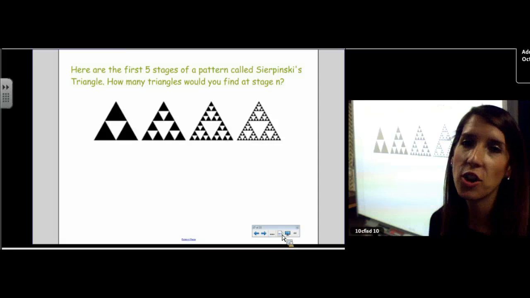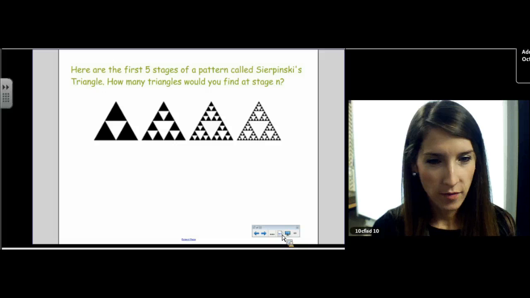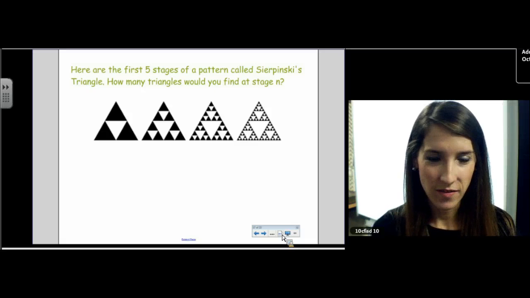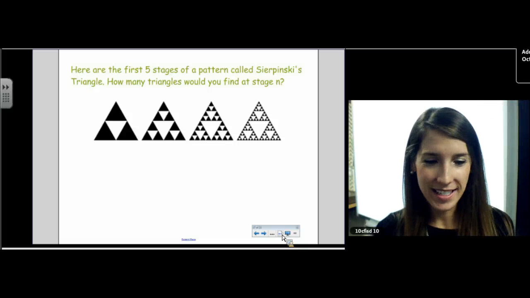Who's ever heard of this triangle? Have you seen this pattern before? It's called Sierpinski's triangle. Yep. It's not called the Triforce. It's called Sierpinski's triangle.